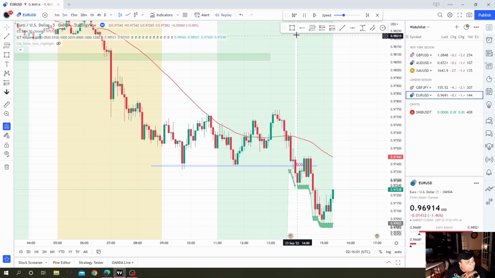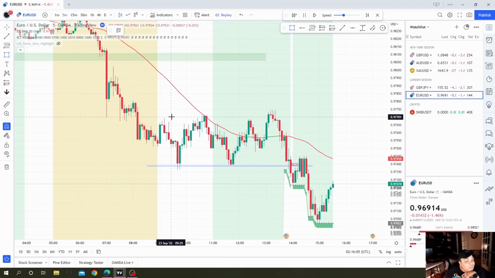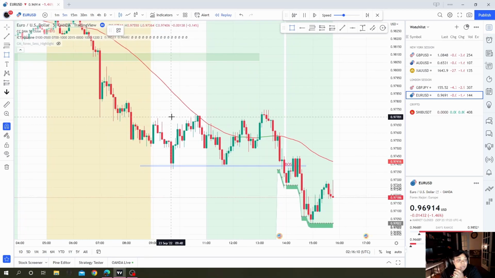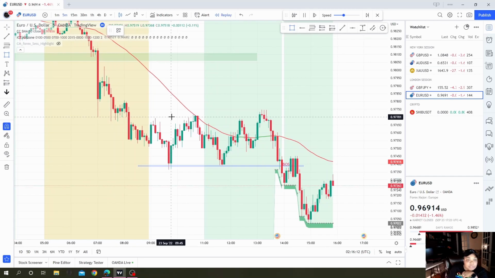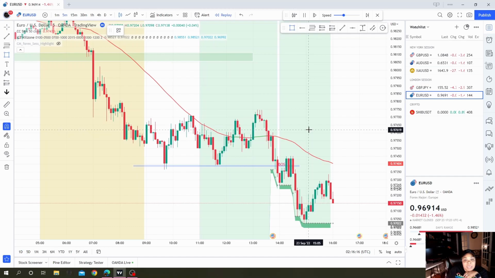So if you pay attention to where support is, if it's in a downtrend, you're going to always look for supply. If it's in an uptrend, you're going to always look for demand while trading. So make sure you know your trend before you're jumping into your supply and demand setup.